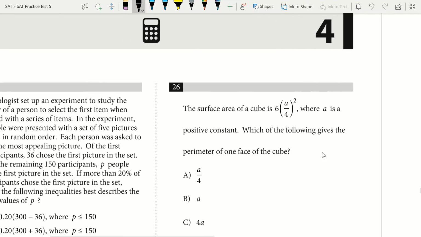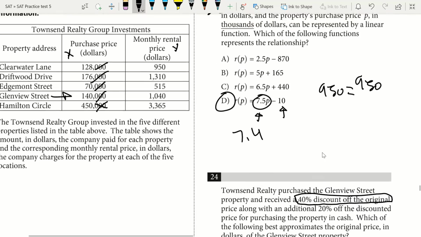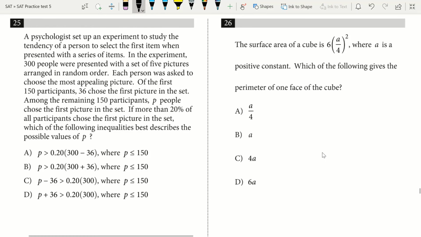All right, question 25. Make sure I answered all those. I did. All right, question 25. A psychologist set up an experiment to study the tendency of a person to select the first item when presented with a series. In the experiment, 300 people were presented with a set of 5 pictures arranged in a random order. Each person was asked to choose the most appealing picture. Of the first 150 participants, 36 chose the first picture in the set. Among the remaining 150 participants, P people chose the first picture in the set. If more than 20% of all participants chose the first picture in the set, which of the following inequalities best describes possible values of P?